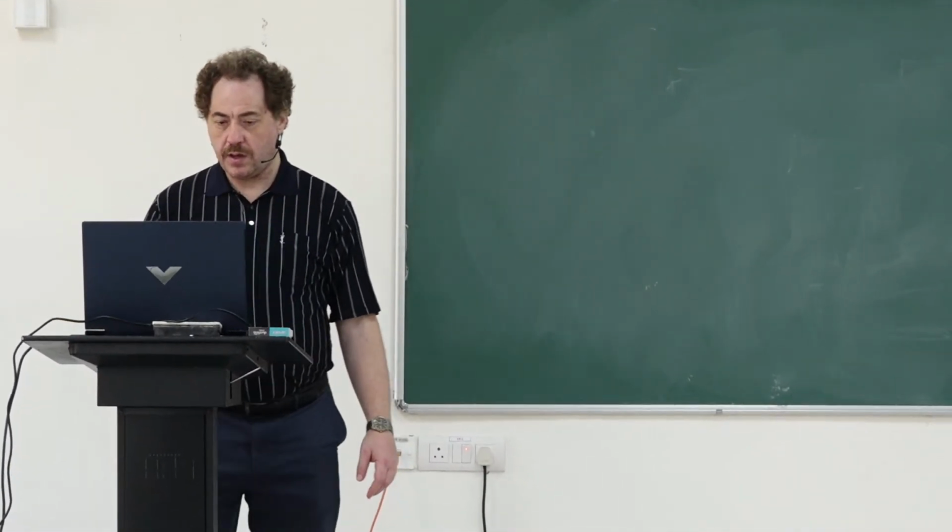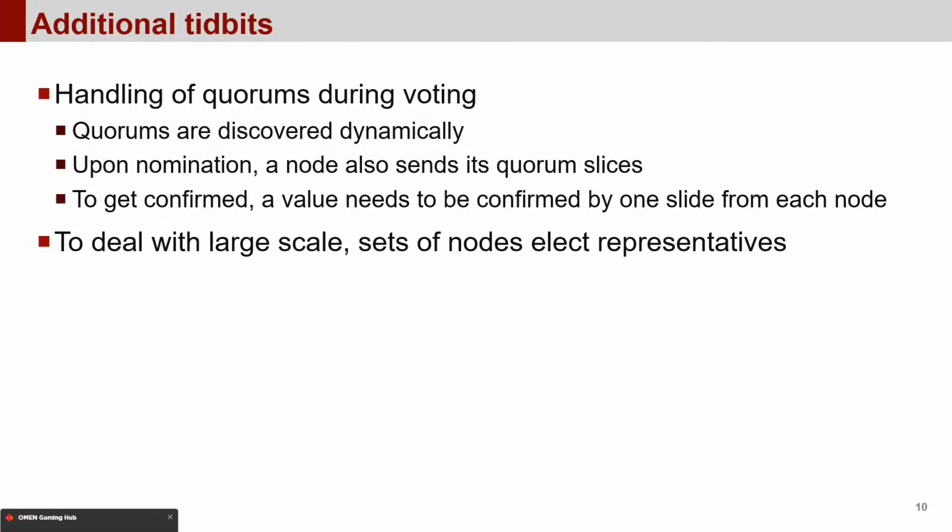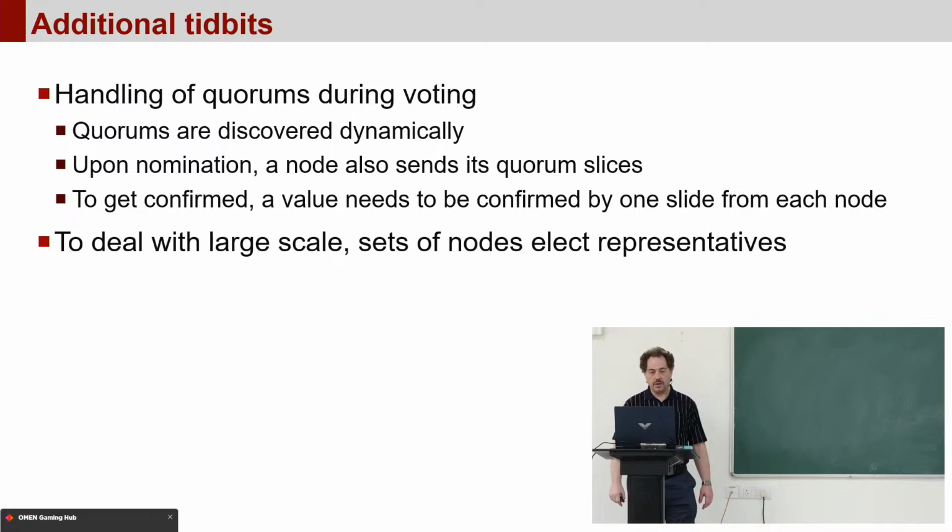There are some interesting additional tidbits about Stellar. How is a quorum discovered during voting? Upon nominating a value, a node also sends information about its quorum slices. And again, to get confirmed, the value needs to be confirmed by one slice from each node. Sorry for the typo, it's not slide, it's slice from each node.